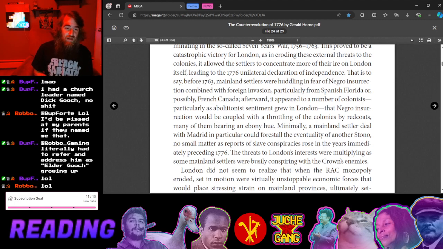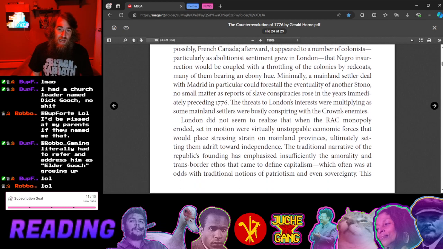That is to say, before 1763, mainland settlers were huddling in fear of Negro insurrection, combined with foreign invasion, particularly from Spanish Florida or possibly French Canada. Afterward, it appeared to a number of colonists, particularly as abolitionist sentiment grew in London, that Negro insurrection would be coupled with a throttling of the colonies by redcoats, many of them bearing an ebony hue.